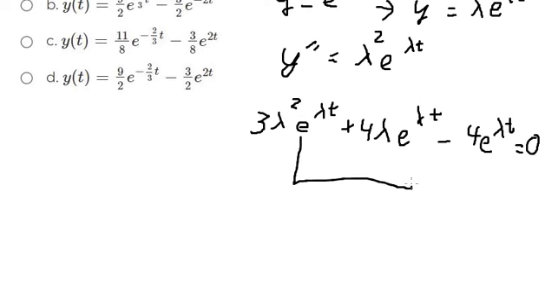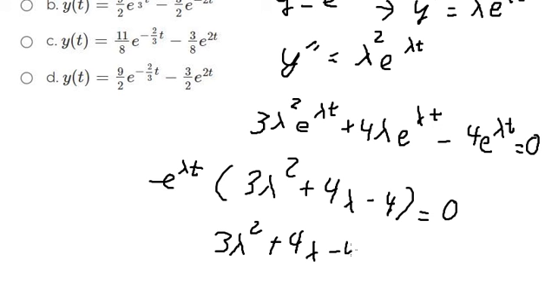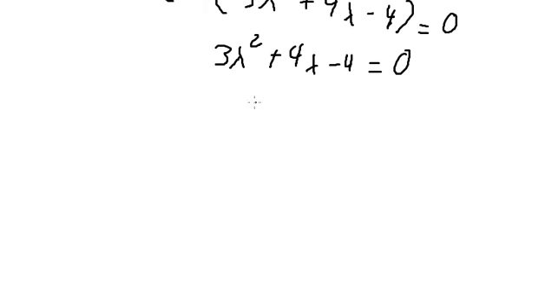Now we can do factorization of this one in here. So we have 3 lambda square plus 4 lambda minus 4. And now we just have only 3 lambda square plus 4 lambda minus 4. So we calculate this one. We have lambda equals to 2 over 3. And the second one, lambda equals to negative 2.